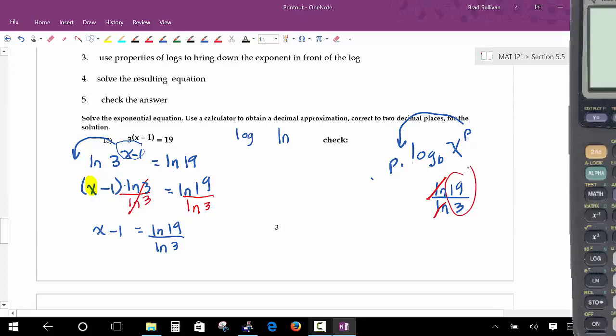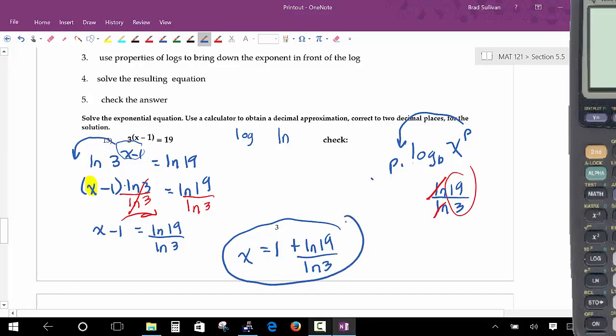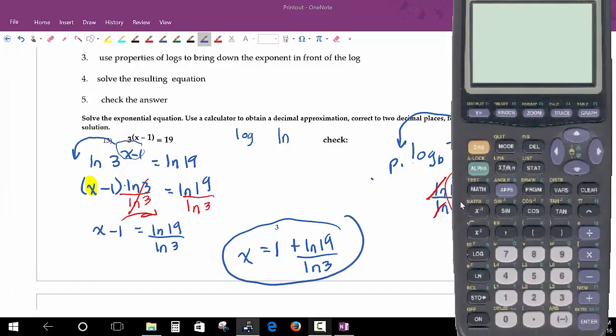So what you have to do on this is just add 1 to both sides, so you get this final exact answer. x equals 1 plus ln 19 over ln 3. That is the exact answer to that problem. Now, we are going to get our calculator to get an approximate answer, but that's the exact answer. When you have exponential equations, you end up having exact answers that have logarithms in them. Does that make sense? Okay.